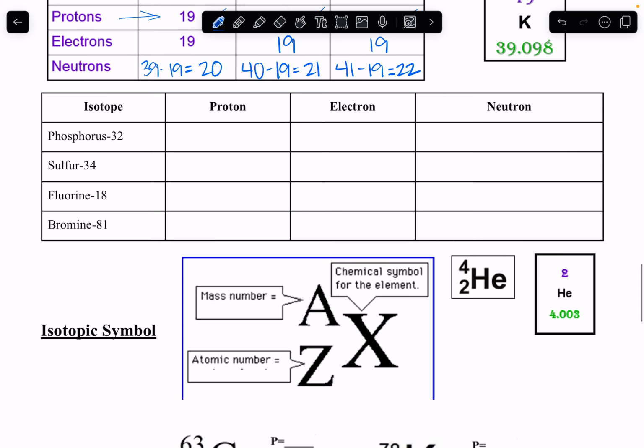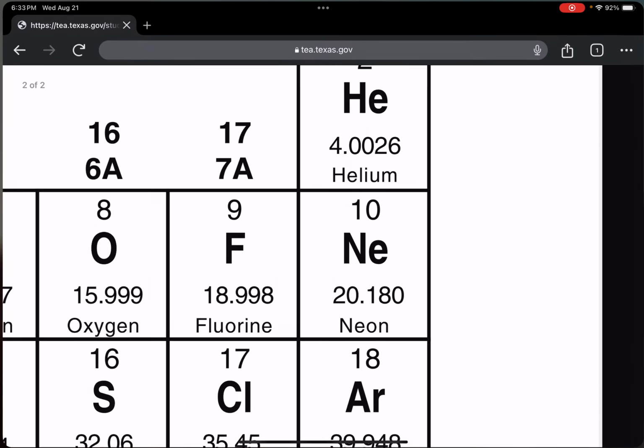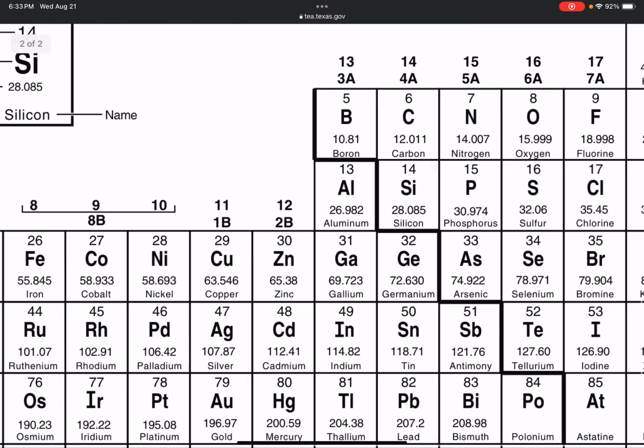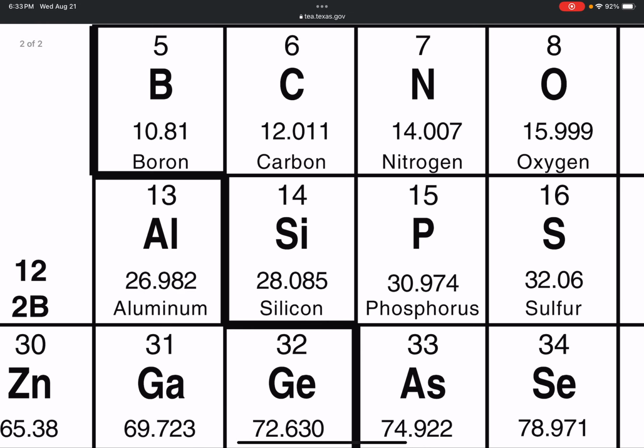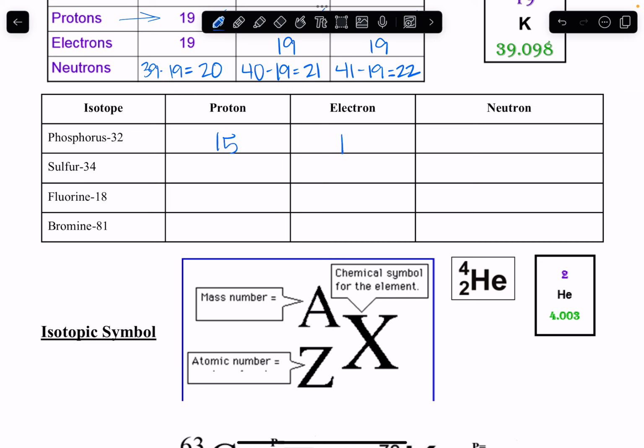Super easy. Okay, so let's look at phosphorus 32. Let's go find phosphorus first. Oh, there it is. Phosphorus is 30.974. Its atomic number is 15. That's the main thing I'm looking for. So I have 15 protons, 15 electrons, and I didn't need to look at the mass because the mass is right here. So I have 32 minus 15, and I can't do mental math. Y'all will make fun of me. 32 minus 15 is 17 neutrons.